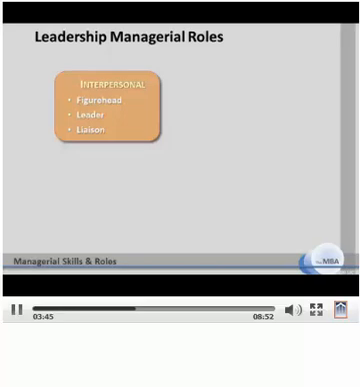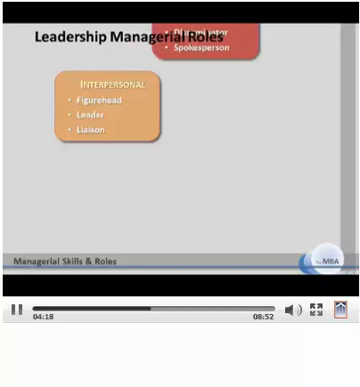The final role in the interpersonal category is that of liaison. And a liaison role involves interacting with people outside the organizational unit, sometimes even outside the organization. This role includes activities such as networking, developing business relationships or partnerships, trying to gain information and favors for your unit or your business, attending professional meetings.